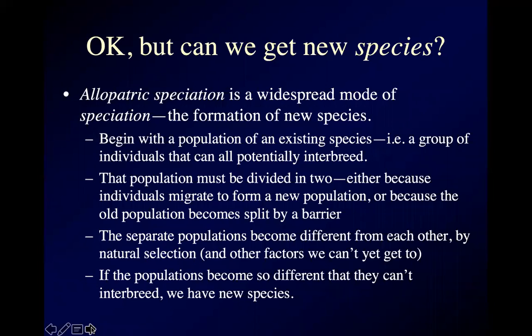Now that you have two separate populations, the two start to become different from each other because of natural selection, plus a couple other things that we can't yet get into. Maybe I'll be able to pick this up a little bit later. Given time, each population kind of goes its own way. And if the populations become so different that they can't interbreed, we have to call them new species.